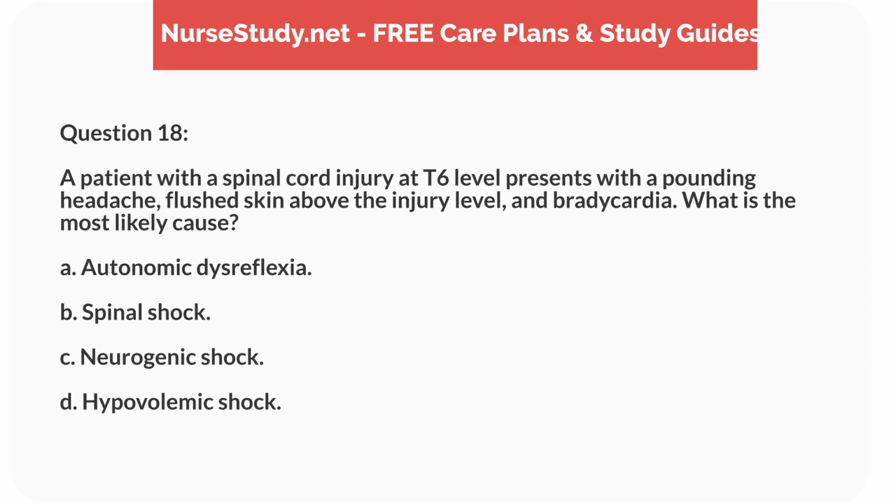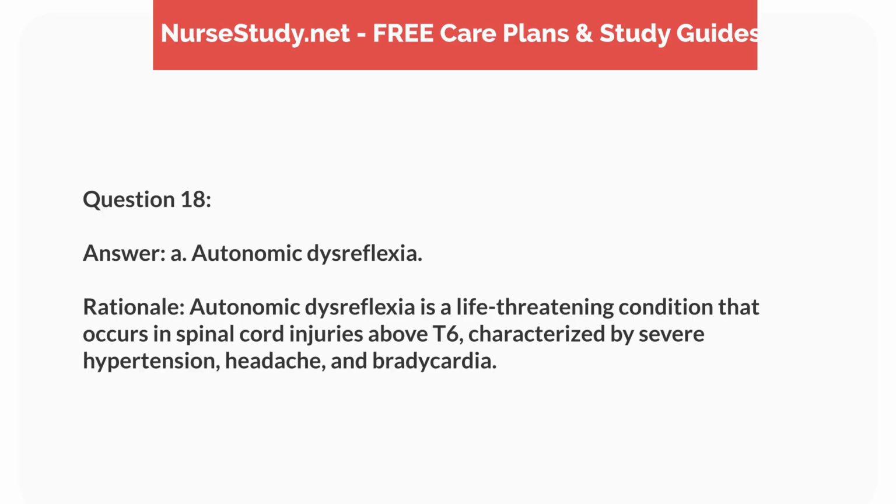Question 18. A patient with a spinal cord injury at T6 level presents with a pounding headache, flushed skin above the injury level, and bradycardia. What is the most likely cause? A. Autonomic dysreflexia. B. Spinal shock. C. Neurogenic shock. D. Hypovolemic shock. Answer: A. Autonomic dysreflexia. Rationale: autonomic dysreflexia is a life-threatening condition that occurs in spinal cord injuries above T6, characterized by severe hypertension, headache, and bradycardia.